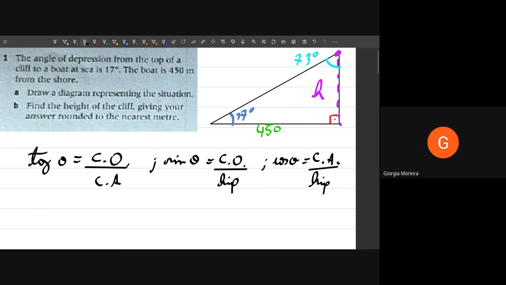Okay? So if you see this problem, you can note you have the shore, or the adjacent side. You need the opposite side. You have the angle, of course, but you don't have the hypotenuse. So tangent. You need to use tangent because you don't have the hypotenuse. Can you find the value for me, please?